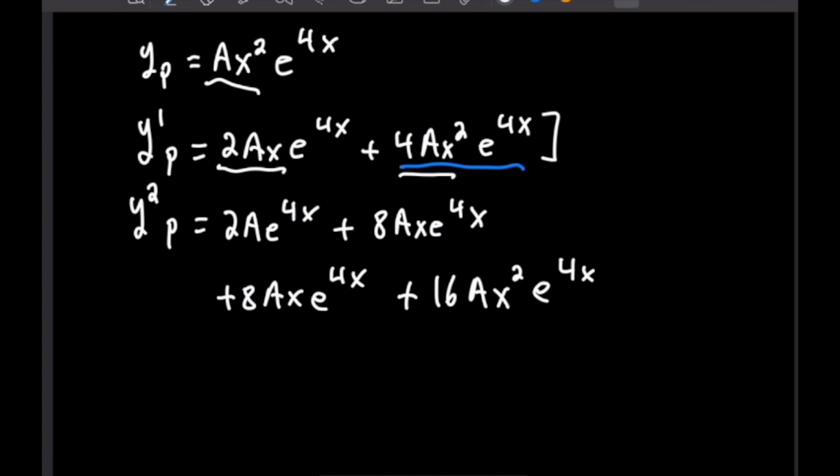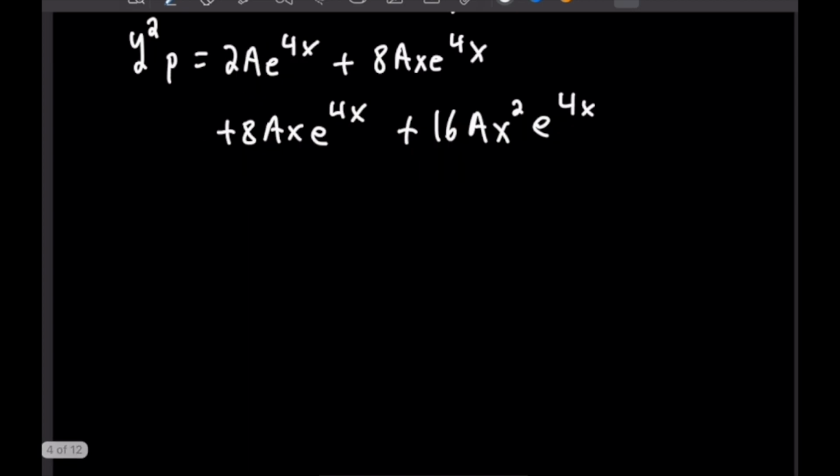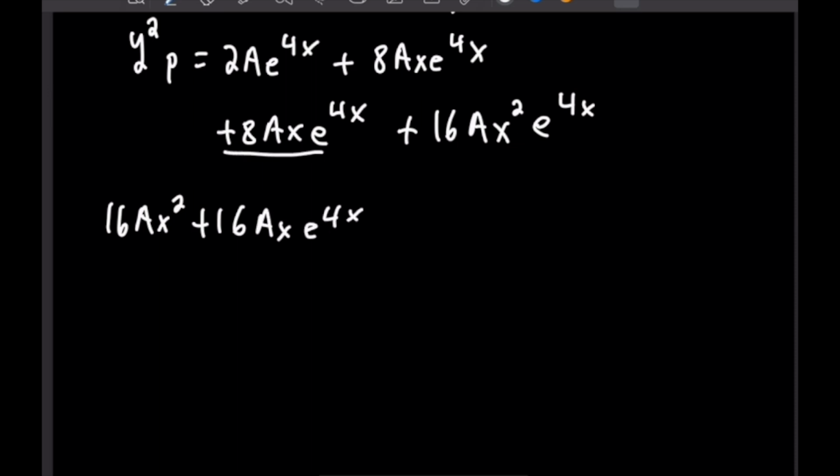So let's see what we'll get for that. Our coefficient of our y double prime term is 1, so we can just directly take that to be this here. Let's go ahead and rewrite that. So we'll have 16ax squared e to the 4x plus 16ax e to the 4x, where I combined these two terms here, and then plus 2a e to the 4x. So that's just our y double prime term there.